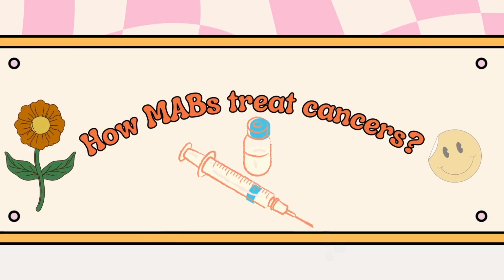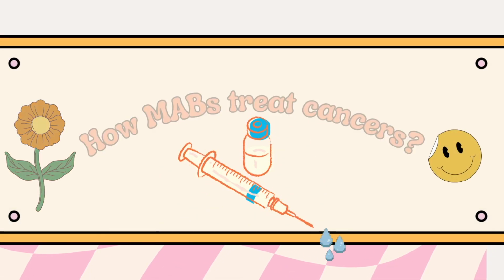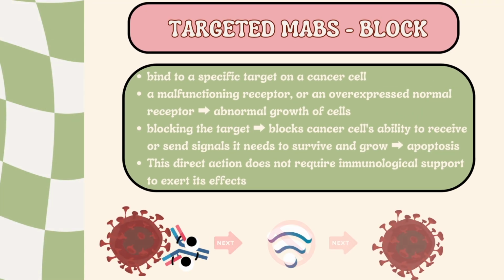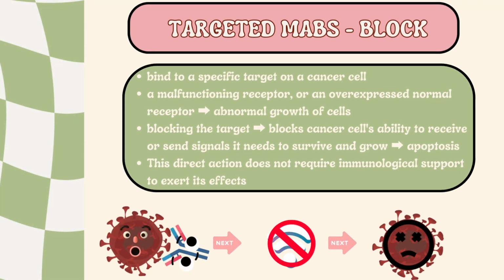Now we're going to talk about how MABs treat cancers. Monoclonal antibodies treat cancer by three main methods: blocking, tagging, and delivering. By binding onto a specific target on a cancer cell, so it could be like a malfunctioning receptor, or an overexpressed normal receptor that leads to the abnormal growth of cells.